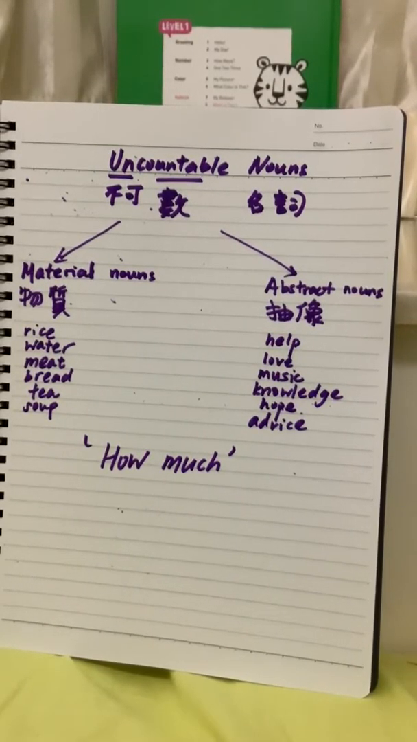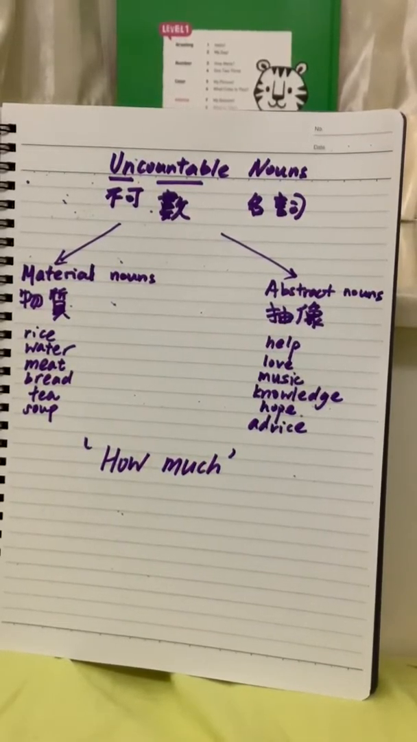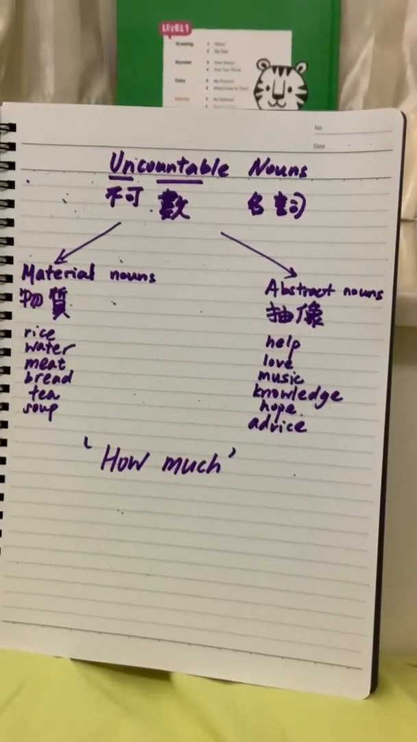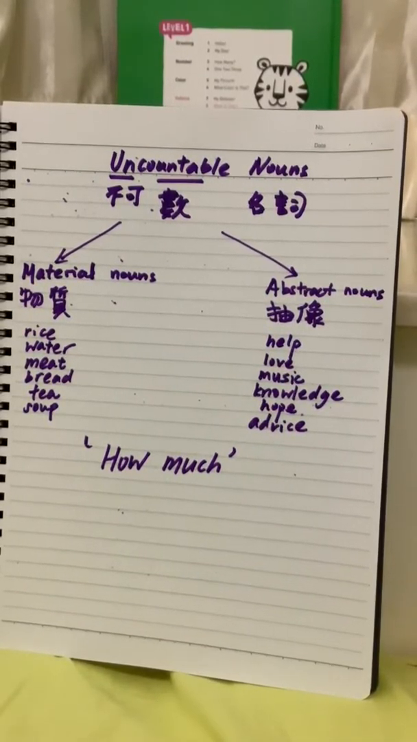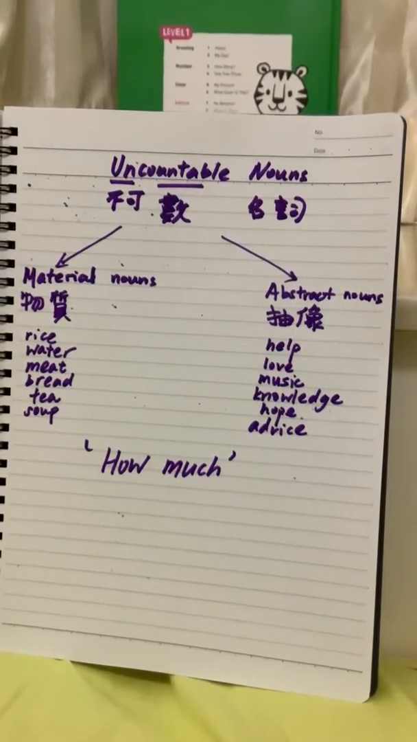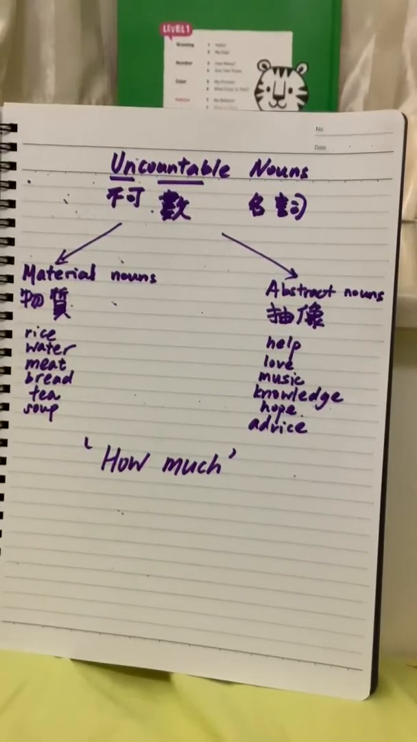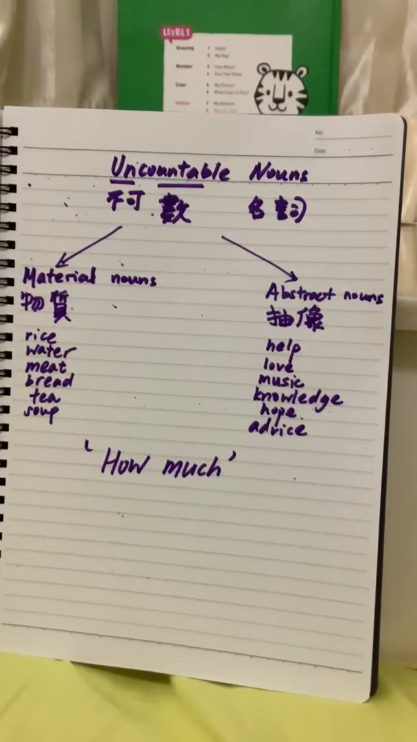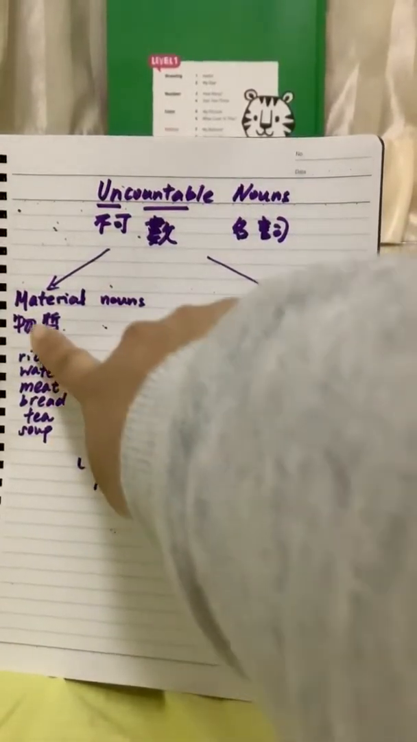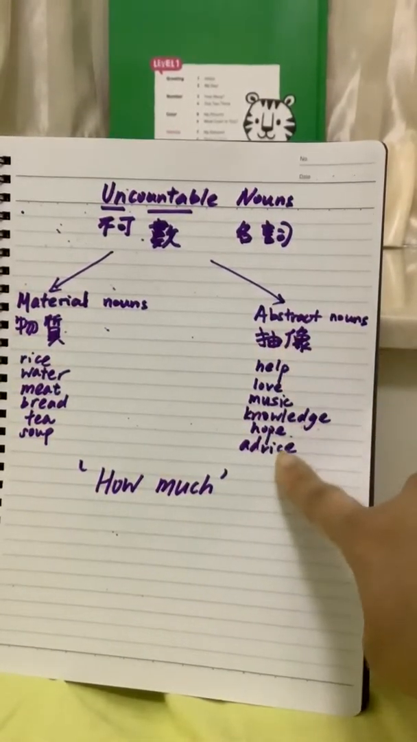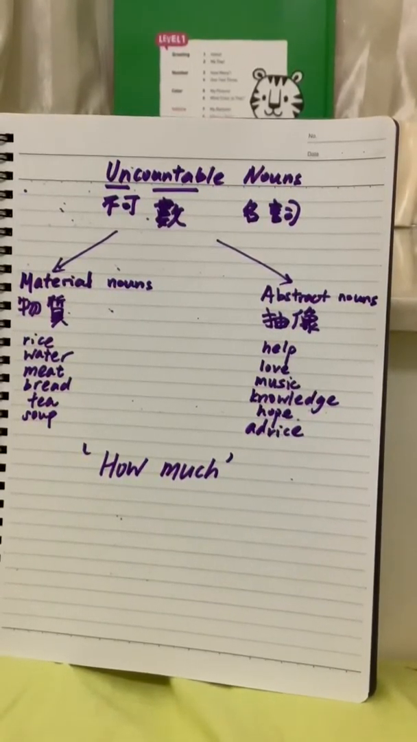When you want to ask questions related to uncountable nouns, you will say how much. For example, how much rice do we have? We have 2 packets of rice. You don't say rices, R-I-C-E-S is wrong. You should say 2 packs of rice, 1 bowl of rice. So all these uncountable material nouns and abstract nouns do not need an s. Okay?